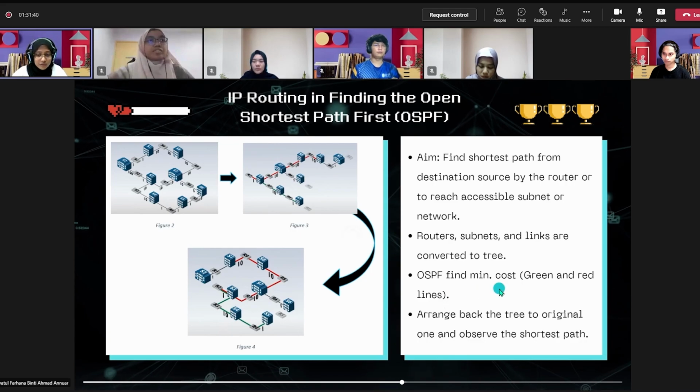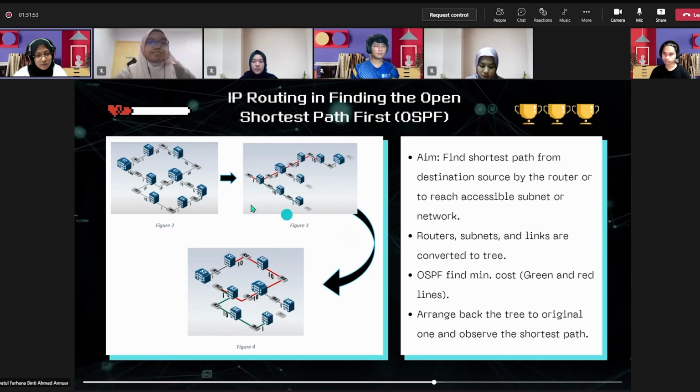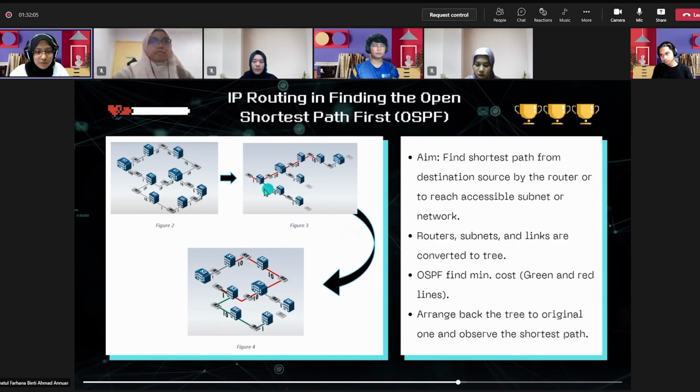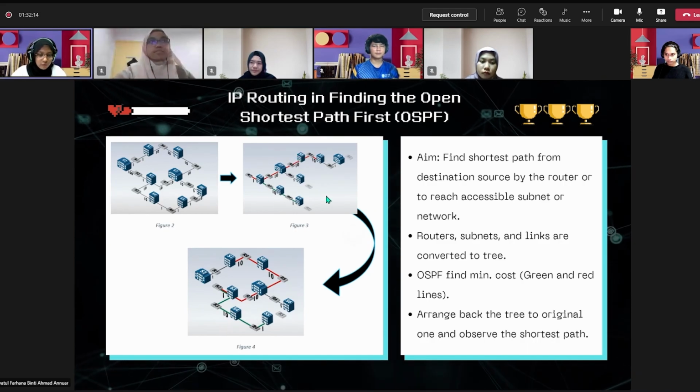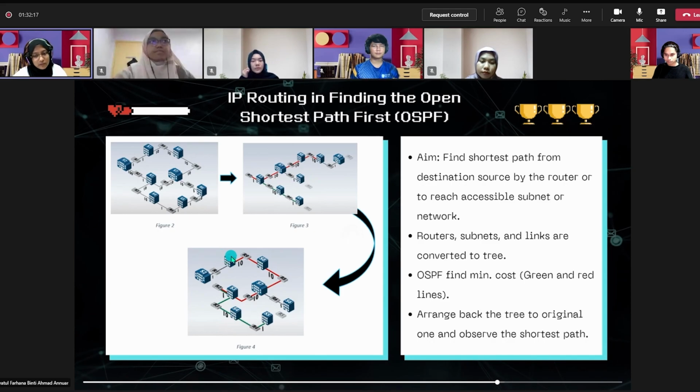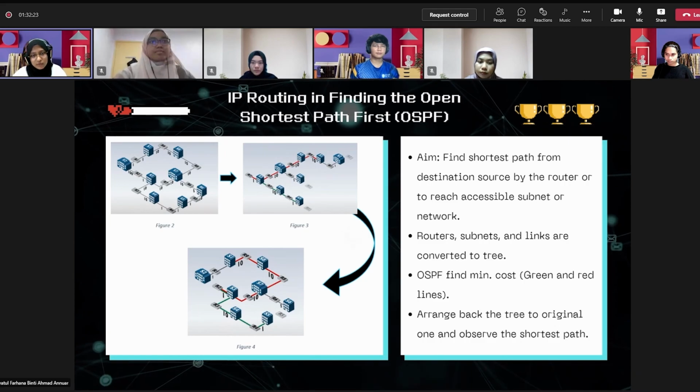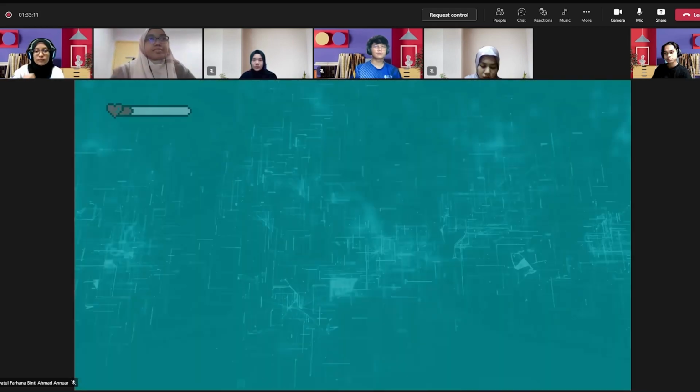It is to find the minimum cost, which you can see here, the green line and the red line. If you sum up all together, we go for the green line first: 1 plus 10 plus 1 is 12. So the cost is 12. And 1 plus 10 plus 10 plus 10 and plus 1 again is cost 32. So from R2 to R2 here, it costs 32. From R2 to R5, it costs 12. When we arrange the tree that we just converted back to its original network, it will look like this, and we can observe the shortest path taken. So that is how we apply Dijkstra algorithm in IP routing to find the shortest path first.